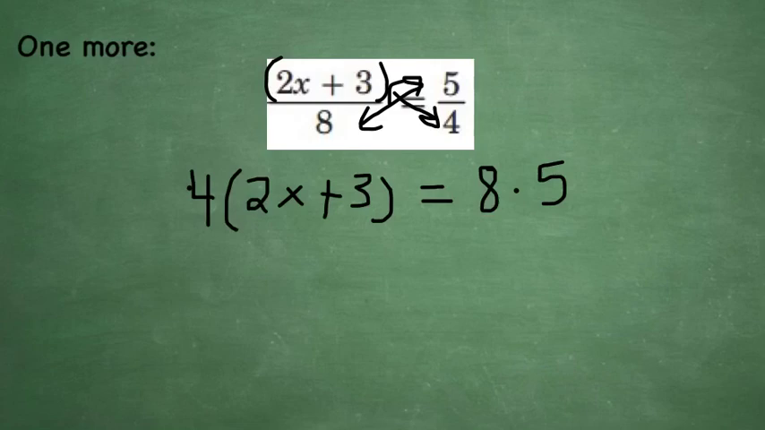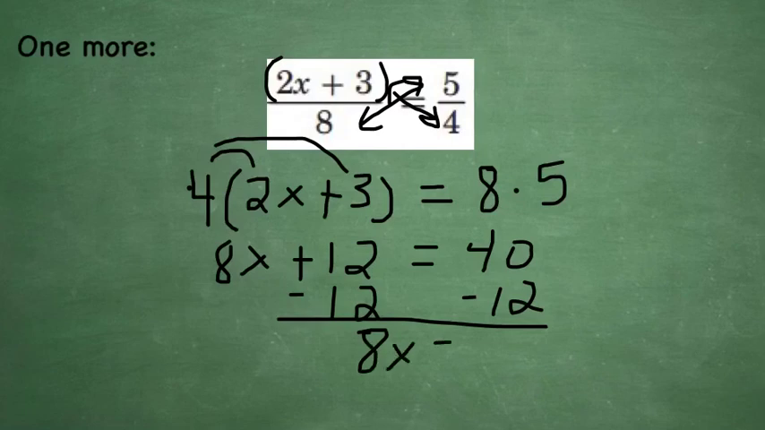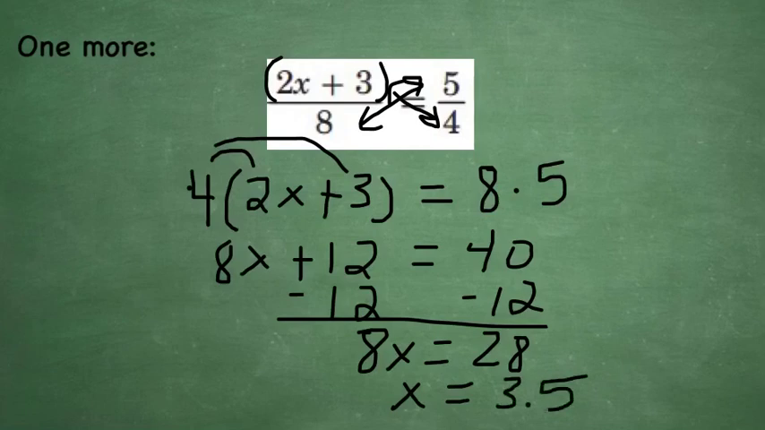Okay, so what we want to do, hopefully you'll notice, is we want to distribute now. So 4 times 2 is 8x plus 12 equals 40. And we can go ahead and subtract from there and solve. So subtract 12, 8x equals 28. We're going to get a fraction on this one, so after we divide, we should have x is equal to about 3.5.